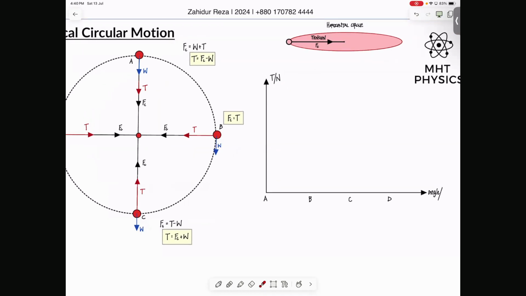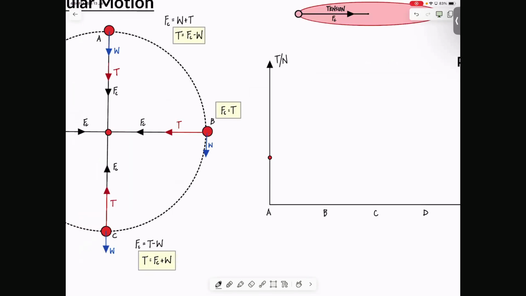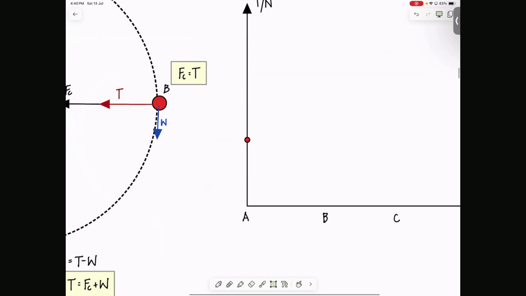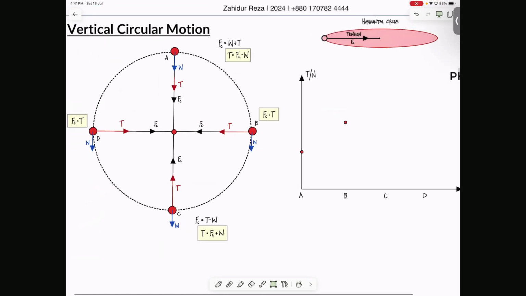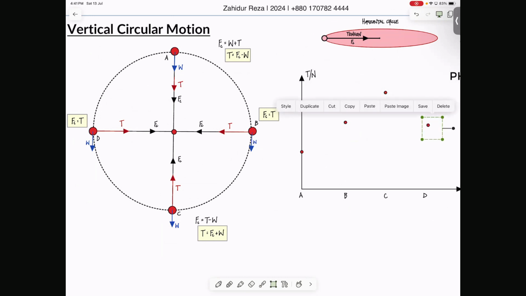Can you tell me at A, is tension the highest, lowest, or optimum? Lowest, right? So it'll start from here. That is at A, so that's my tension, it's lowest. At B, what is my tension? Highest, lowest, or optimum? Optimum, I mean, the exact amount you need, right? At C, what's my tension? Highest, right? At D, optimum. And then the full cycle.